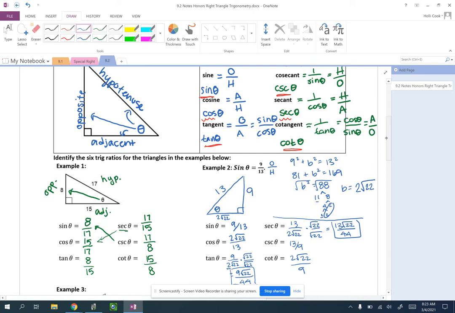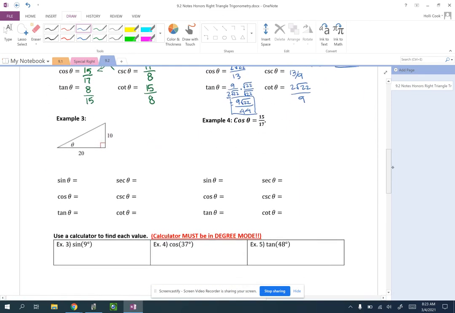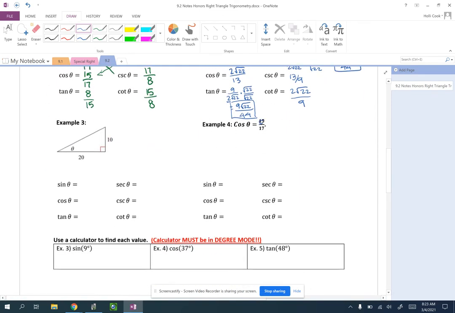Okay, so pause your video and try examples 3 and 4. Before you do that, we're going to change example 4 to be 8 over 10. Okay, so try these ones and then press play and see if you got the right answers.